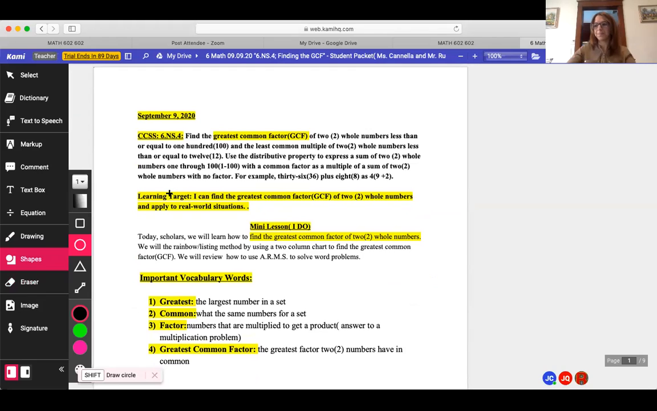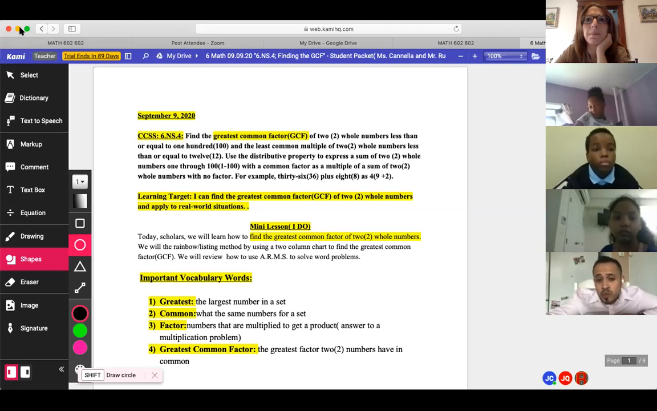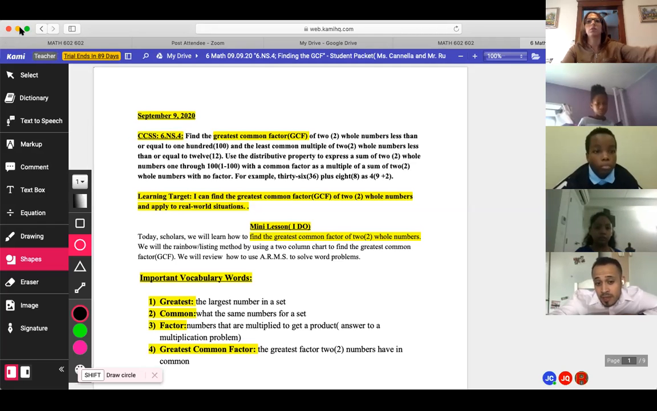All right, guys. Today's whole lesson is finding something called the greatest common factor. In order to do that, you need to make sure that you understand the key vocabulary words that we need to use. We do something in 6th grade called ARMS, where we annotate, restate, modify, and solve the question. We did that yesterday. We're going to do the exact same thing today, except we're also going to incorporate GCF, as that is our learning target for today.